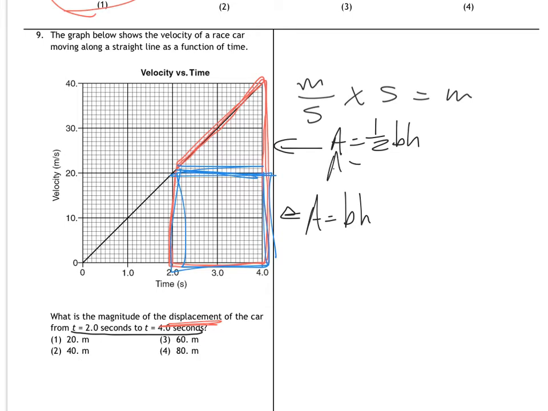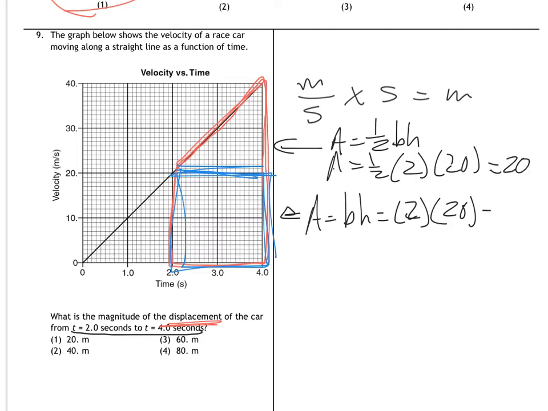I'll plug in the values for those things now. The base of that triangle is 2 seconds wide, and the height of that triangle is 20 meters per second, or 40 minus 20. And the base of the rectangle also is 2 seconds wide, and the height of the rectangle is from 0 to 20 meters per second, so 20 meters per second. And this is going to yield 20, whereas this one yields 40. So overall, I'm seeing 60 meters. And the answer then would be choice 3.